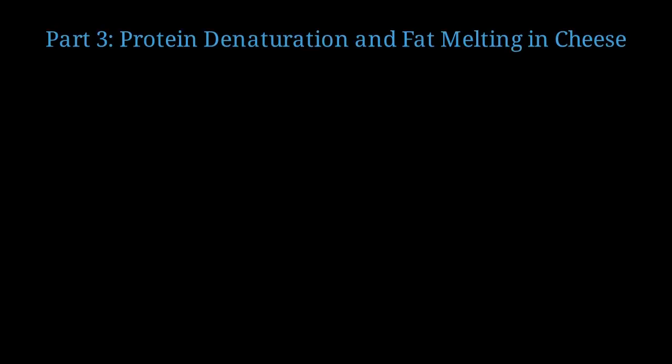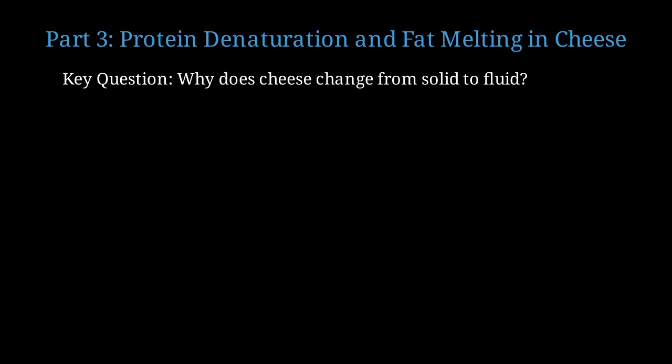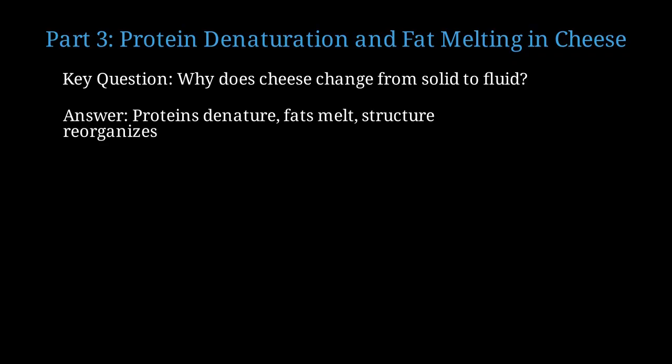Next, we analyze the transformations in cheese layers. Cheese contains approximately 25% protein, primarily casein, and 30% fat in the form of triglycerides. Our third question: what molecular changes occur in cheese proteins and fats during heating that cause the transition from a solid to a semi-fluid state? The answer involves two simultaneous processes. First, casein proteins denature as thermal energy disrupts tertiary and quaternary structures. Second, fat crystals undergo solid-liquid phase transition with melting points between 30 and 40 degrees Celsius.